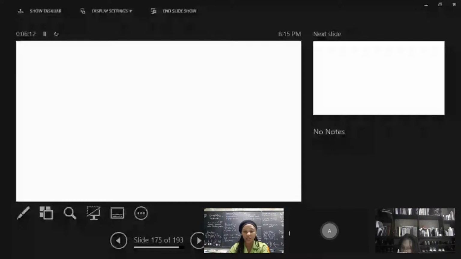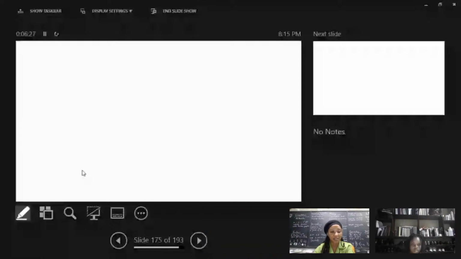So, Miss, what's the square prism called? Miss, a cube. A cube. Do you know what the circular prism is called? A cylinder. A cylinder. Mhm. And we also have the triangular prism.